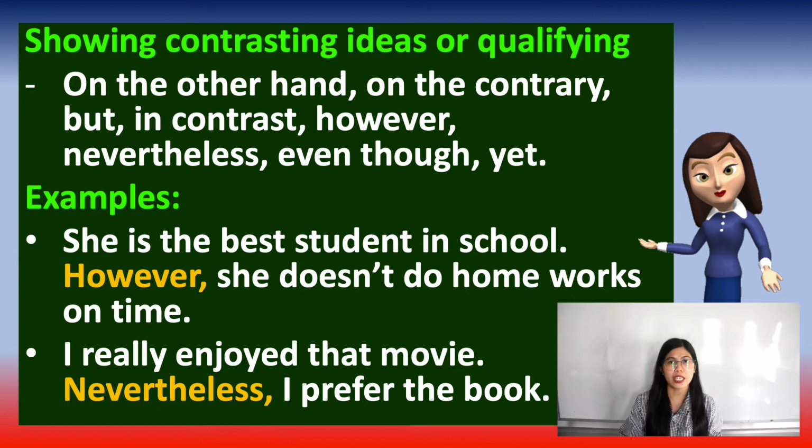So it mentions here that she is the best student in school. But this statement was contradicted by the second statement, which is she doesn't do homeworks on time. So there's a contradiction. Another example: I really enjoyed that movie. Nevertheless, I prefer the book. So here, the transitional device "nevertheless" indicates that there is a contradiction between the first statement and the second statement. So here, the speaker said that he enjoyed that movie, however, he preferred the book.